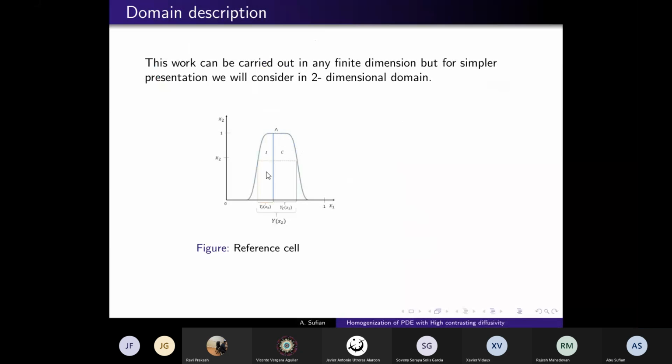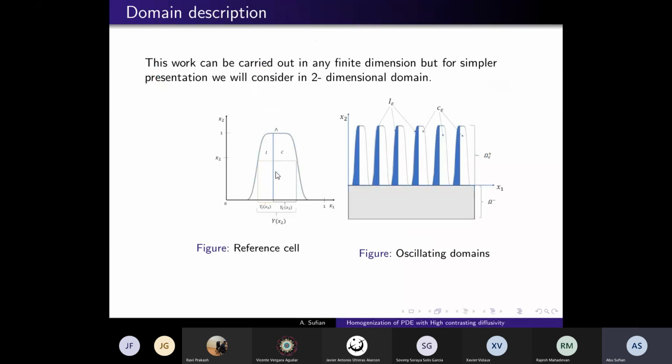Okay. And what we do, for each epsilon stage, we scale it down by epsilon in the x1 direction, and we put it periodically over the bottom domain omega minus. So this is the oscillating domain. This blue part is basically your insulating region, where conductivity is very low, that I am denoting by I epsilon, and the white part is the conductive region that I denote by C epsilon.